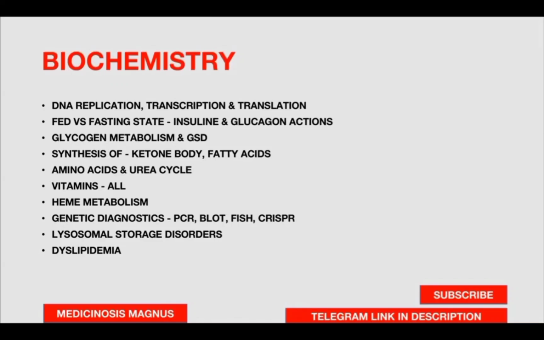Heme metabolism, and genetic diagnostics such as PCR, blood FISH, and CRISPR, lysosomal storage disorders, and dyslipidemia, all the different types of lipid disorders and lipid metabolism pathway.